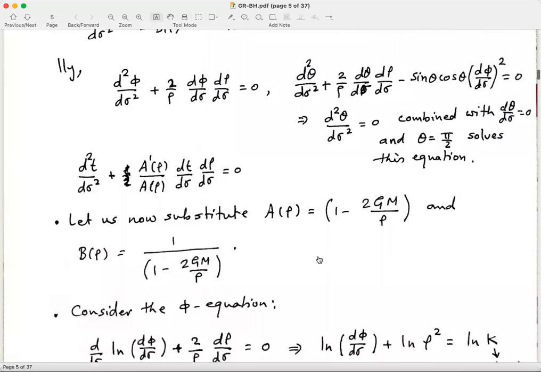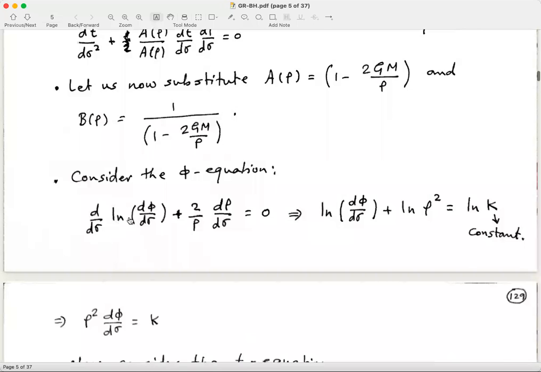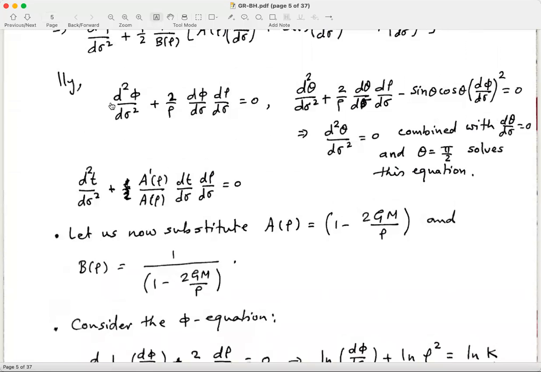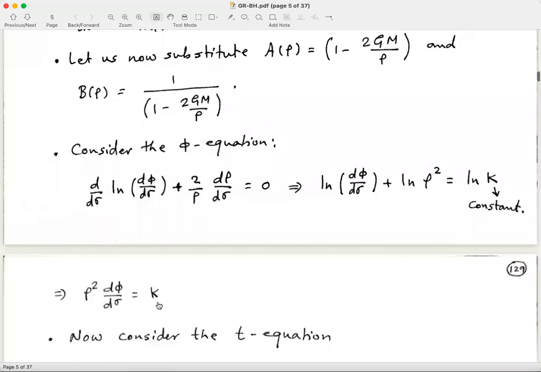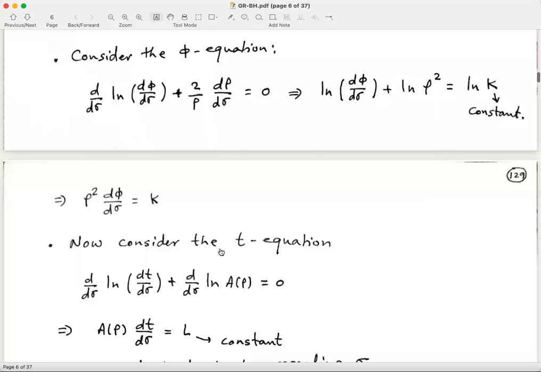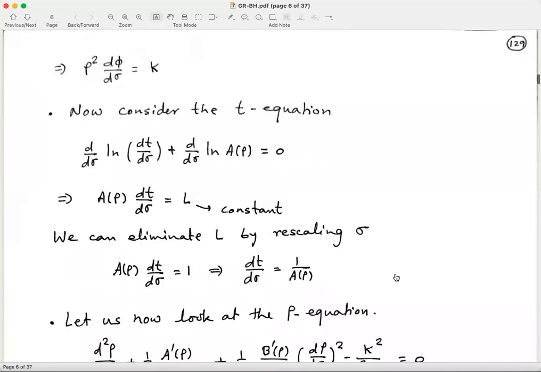Okay, and so we did that. We found that by multiplying d sigma by d phi to this equation, you can show that this is a logarithmic derivative equation, and that tells you that rho squared d phi by d sigma is some constant. And similarly, doing the same thing with the t equation, you find that A of rho times dt by d sigma is another constant. And what we did was we set this constant L to 1 by just rescaling the affine parameter. That allowed us to write down dt by d sigma to be 1 by A of rho.